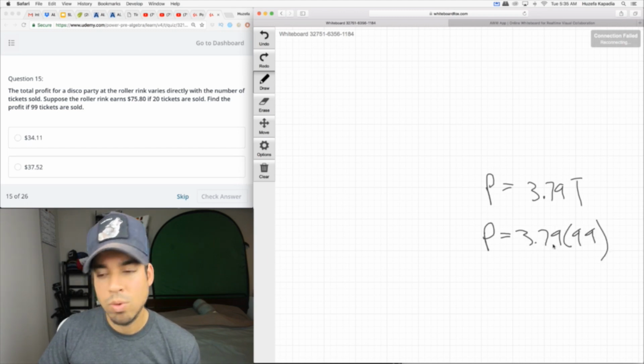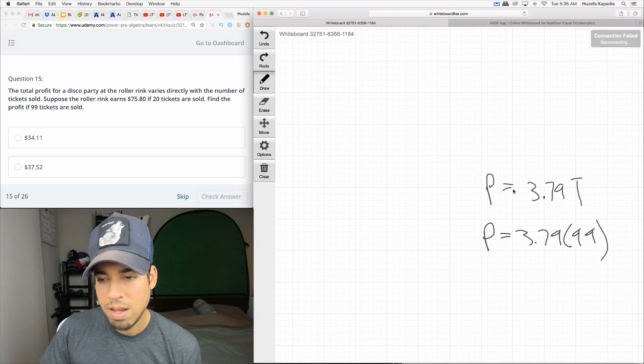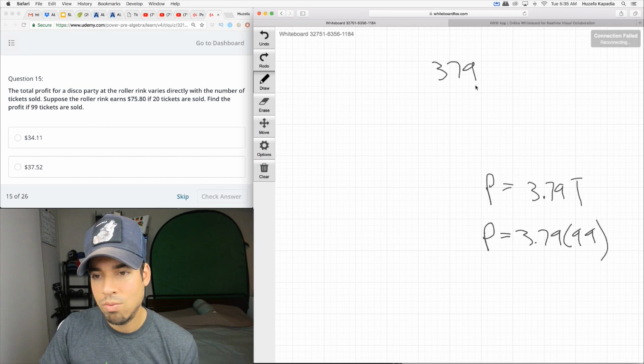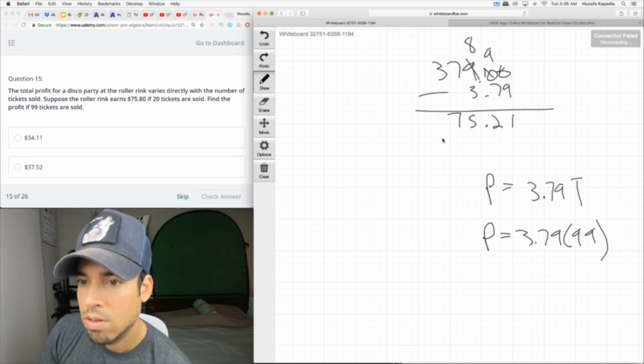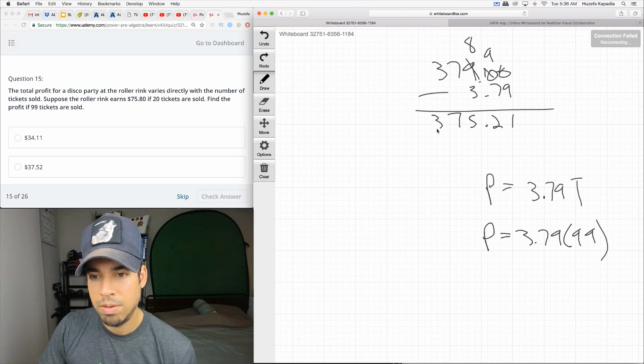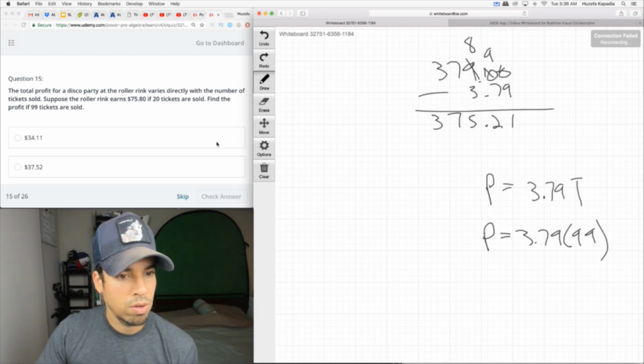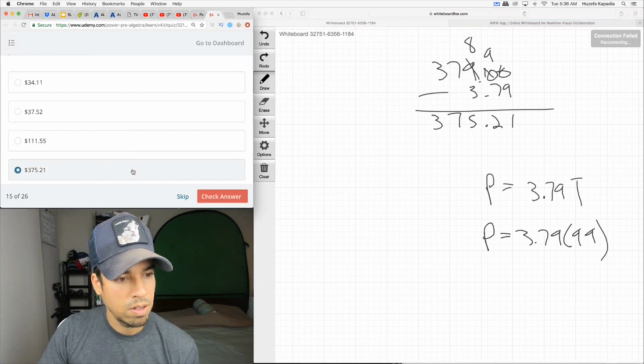Now, here's my simple way of doing this. This is almost the same as multiplying by 100, which is 379, and then take 379 away. This is just a fast way to do it, like this. So 8, 10, 9, 10. So it's 1, 2, 5, 7, 3. 375, 21. There it is.